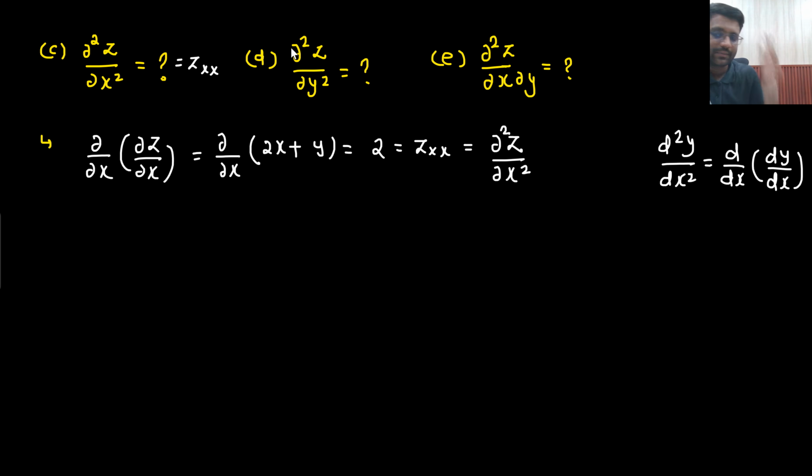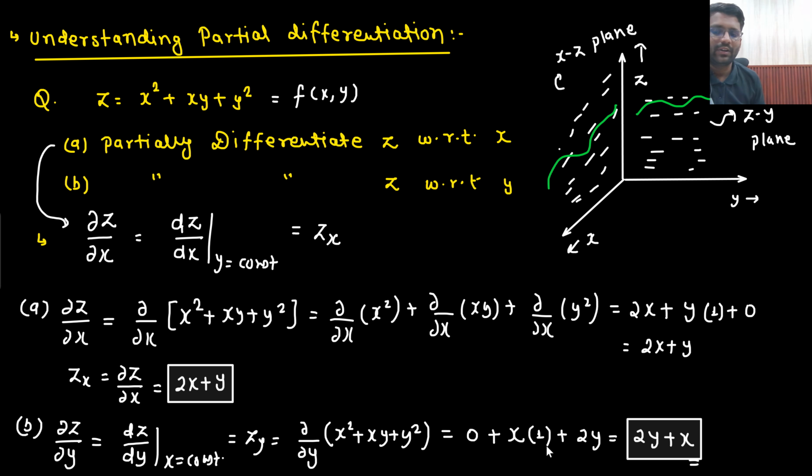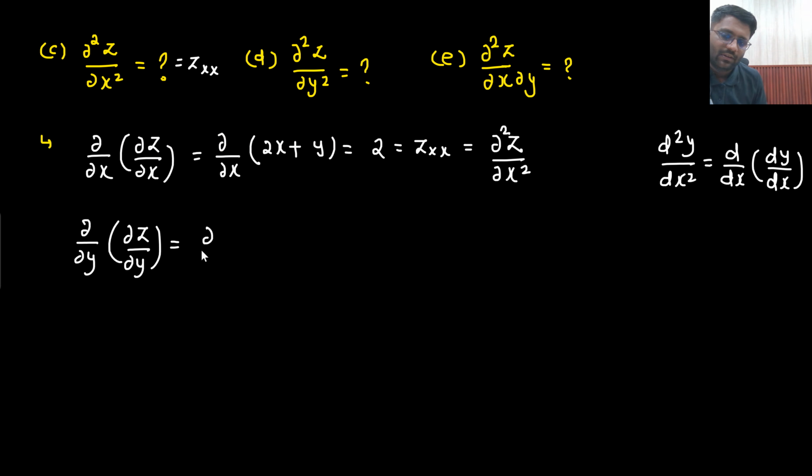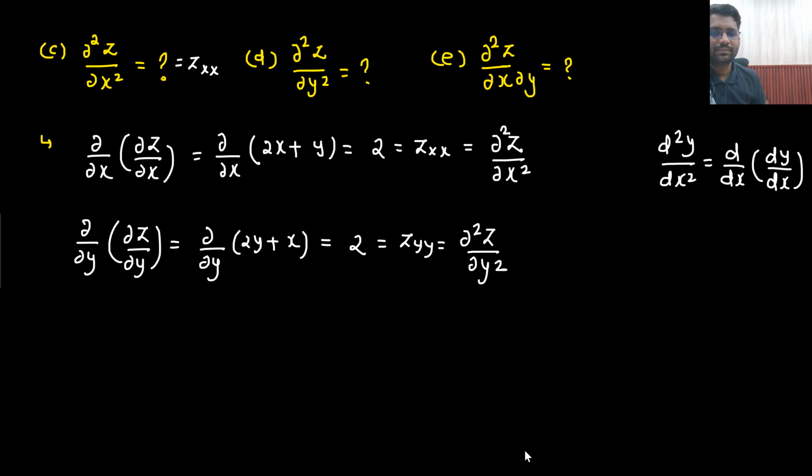Del square z by del y square. That means del by del y, del z by del y. Right? Again, twice differentiation we have to do. First differentiation we have already done, and the answer was 2y plus x. Now what will be the differentiation of 2y? That will be 2. What will be the differentiation of x? That will be 0. So this could be written as zyy, del square z by del y square. Understandable? Partial differentiation of z with respect to y twice. And when I say partial differentiation, that means y is constant in the first case and x is constant here. Understandable?